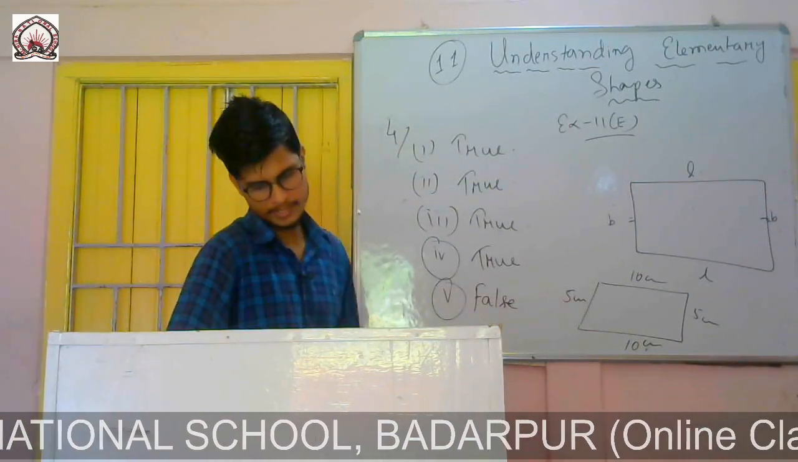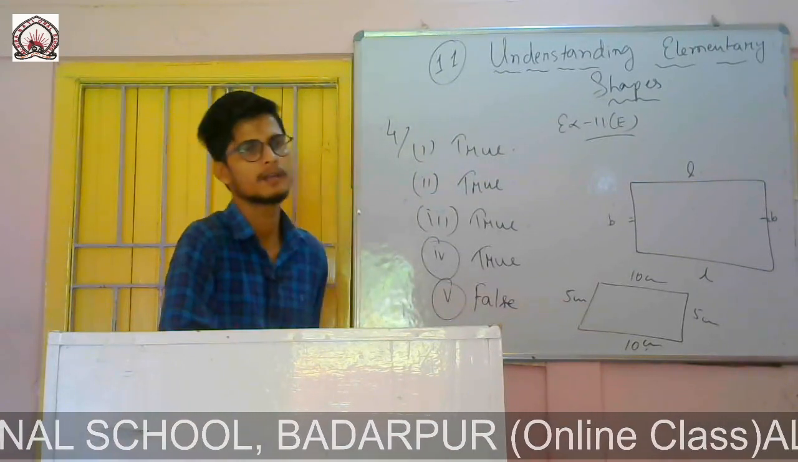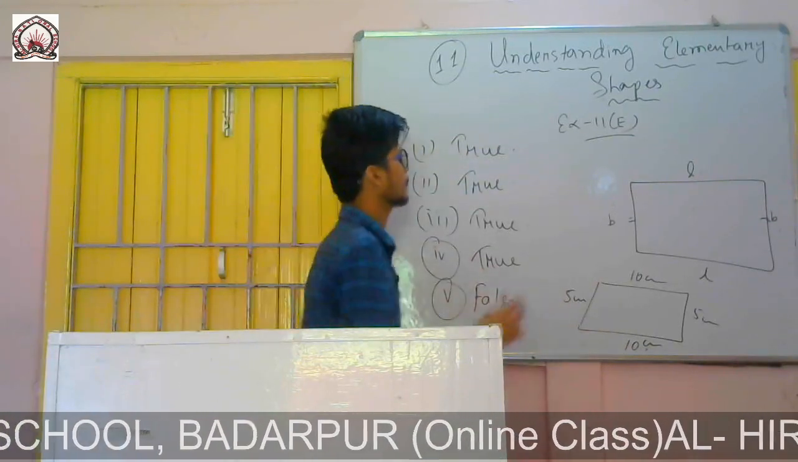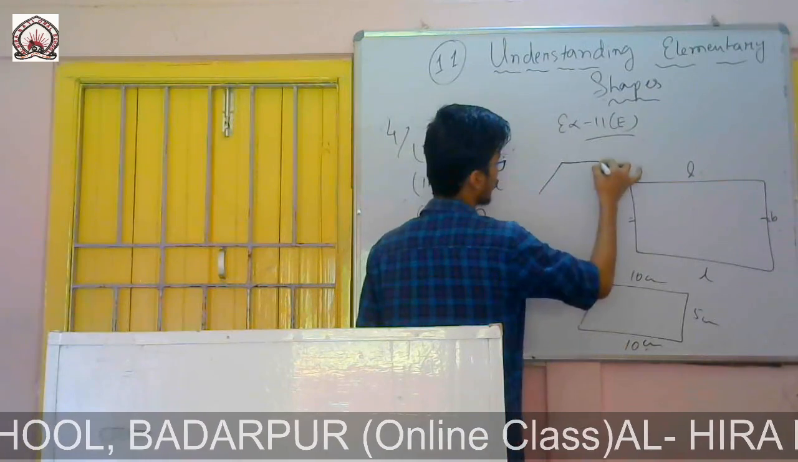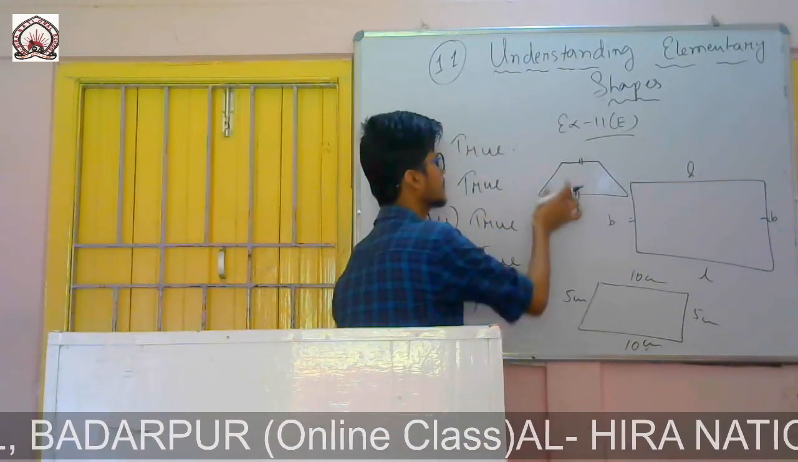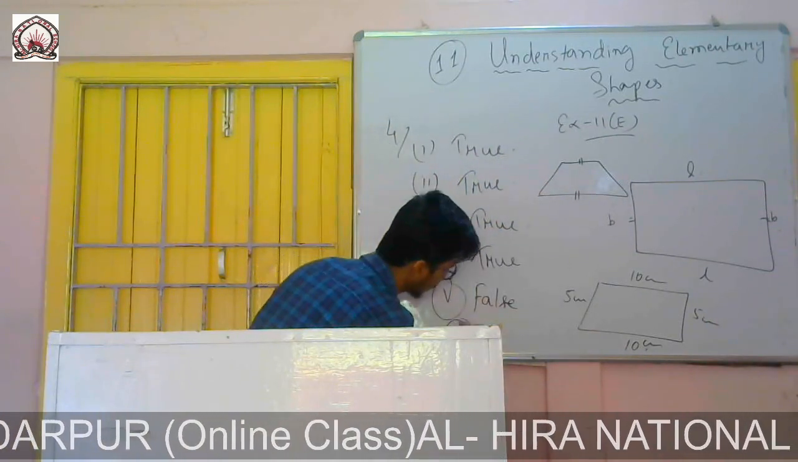Then Roman number 6, the opposite sides of a trapezium are parallel. No, only one pair is parallel. The remaining pair, this is a trapezium. So only one pair of opposite sides will be parallel to one another. This side and this side are not parallel. So this one is also false.